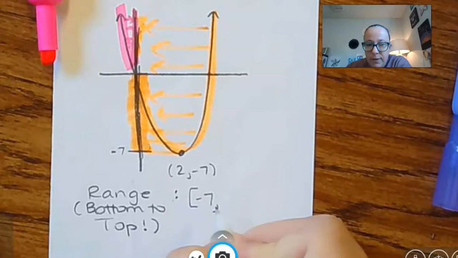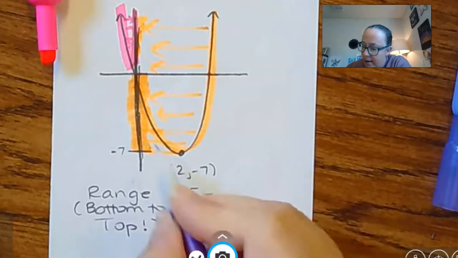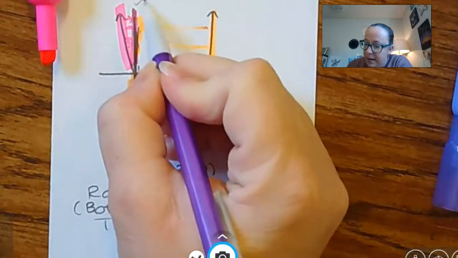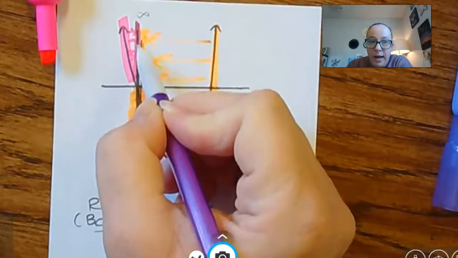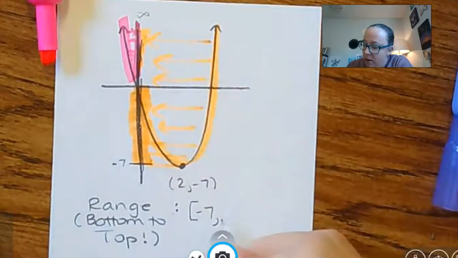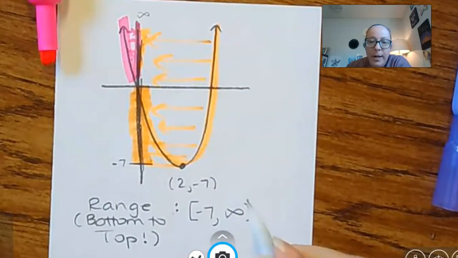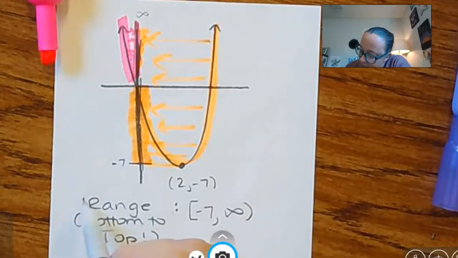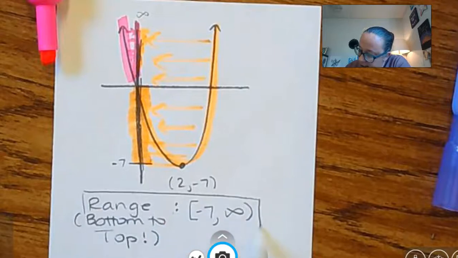-7, and then all the way up, these y values are getting bigger and bigger and bigger. This is infinity up here. In terms of y, that's infinity, okay? So all the way to infinity, and remember, infinities cannot have a bracket on them because they're not a tangible number that you can grab. All right, so our range is this.